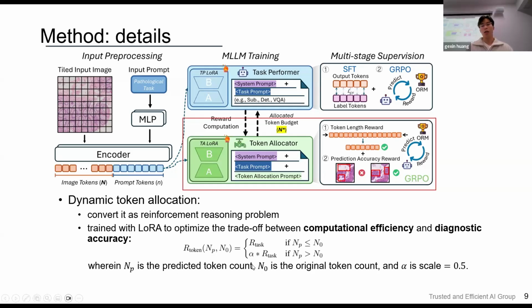Otherwise, this allocator will tend to allocate the number of tokens less than the original token count.